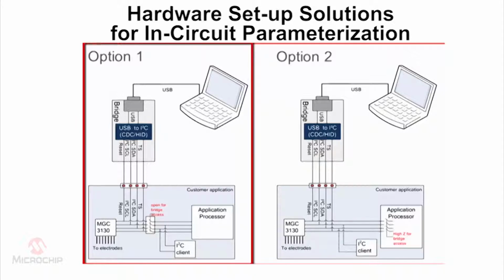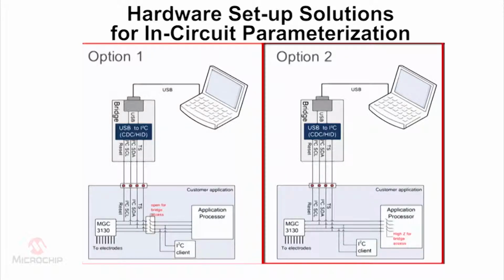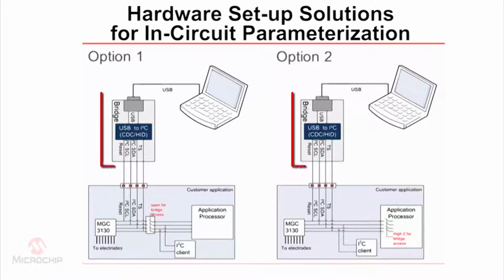The first option is to physically disconnect the lines. This can be realized by providing connectors, jumpers, or zero-ohm resistors to disconnect the communication lines from the application processor. The second option is to configure the communication pins on the application host side as high impedance. This can be realized by holding the host controller in reset or by reconfiguring the pins as high Z via firmware. In both ways, the Hillstar I2C to USB bridge can then be used to connect to the MGC 3130.